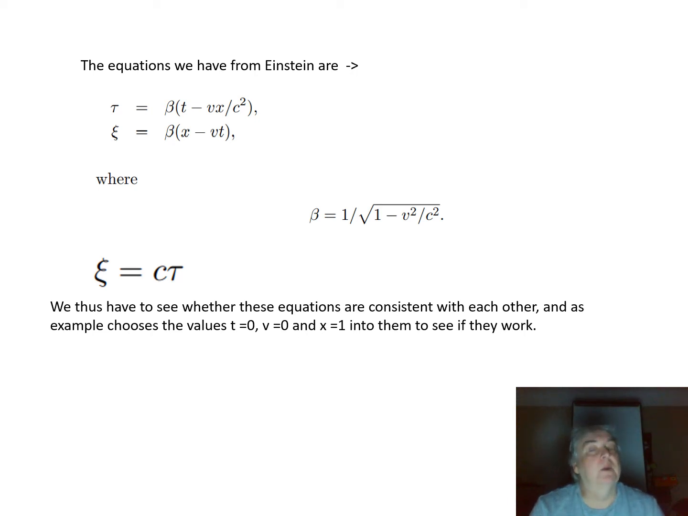These four equations are supposed to be consistent with each other, and you can check that by introducing some values into those equations for t, v and x. So we choose some simple values of t equals 0, v equals 0 and x equals 1, and we substitute them into these equations to see if those equations work.